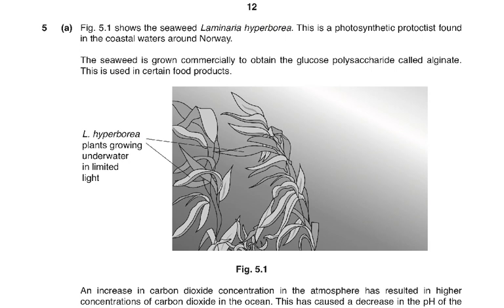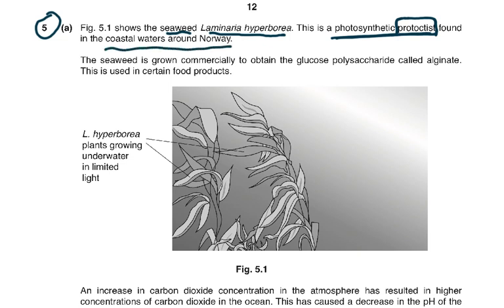Now, question 5 has a part. Figure 5.1 shows the seaweed, Laminaria hyperborea. This is a photosynthetic protoctist. Protoctists are unicellular, and there are two of them: one is a protozoa and one is, of course, a plant. So, a photosynthetic protoctist found in the coastal waters around Norway. The seaweed is grown commercially to obtain the glucose polysaccharide called alginate. This is used in certain food products.